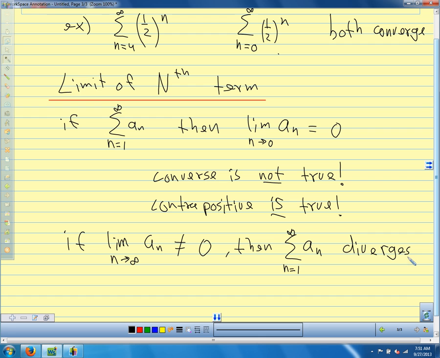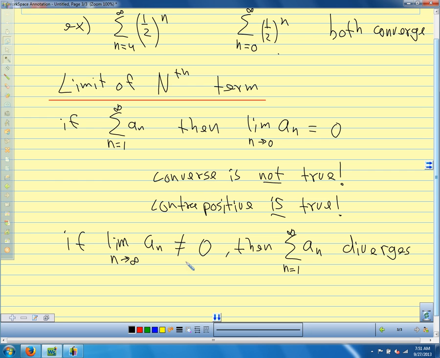So our contrapositive is true. Contrapositive is logically equivalent to the theorem itself. So our converse is not true. We can't say that if our nth term approaches 0, then our series converges. As much as we would love to say that, we can't say that. But we can say if our nth term does not approach 0, then our series does not converge.